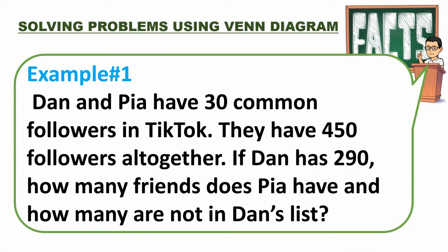Let's have now example number 1. Dan and Pia have 30 common followers in TikTok. They have 450 followers altogether. If Dan has 290, how many friends does Pia have and how many are not in Dan's list?